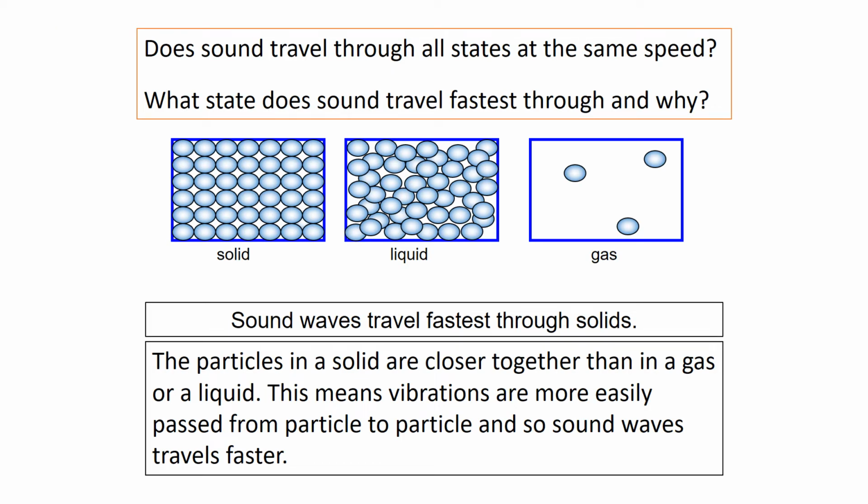So, does sound travel through all states of matter at the same speed? And in what state does sound travel the fastest and why? So think about this. We've got our three states of matter here, solid, liquid, gas. And the particles in a solid are closer together than in a gas or a liquid. It means the vibrations are more easily passed from one particle to another. So sound travels faster through a solid.